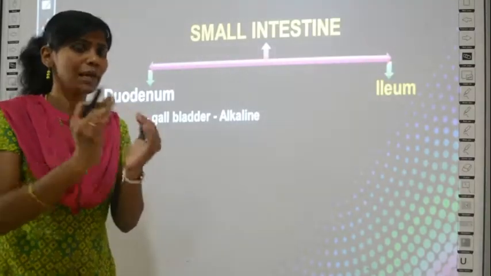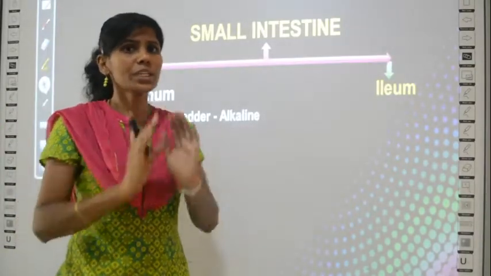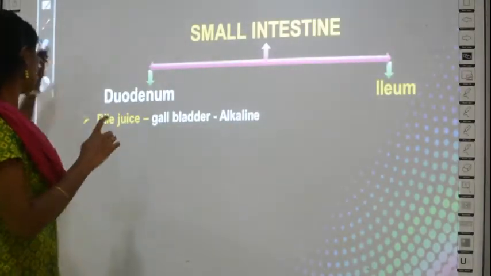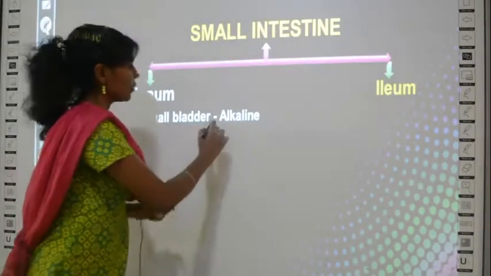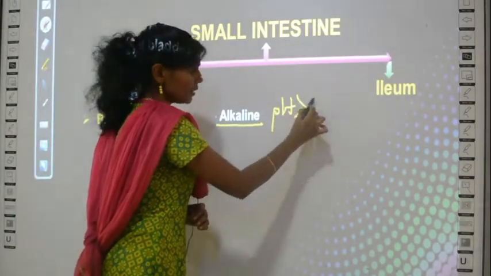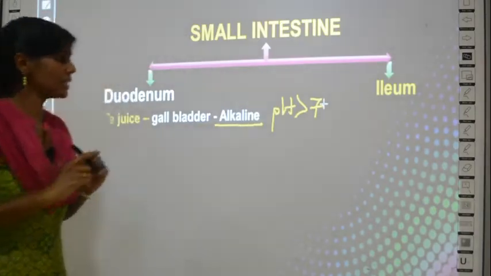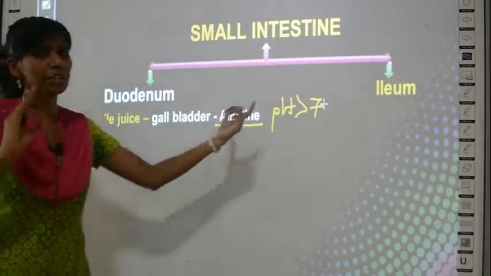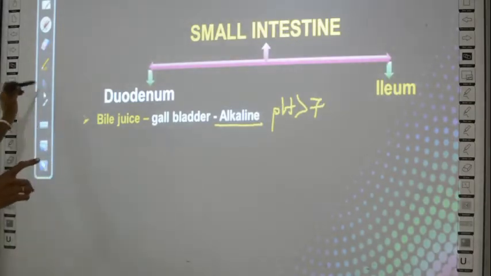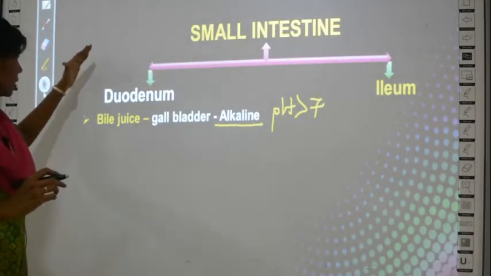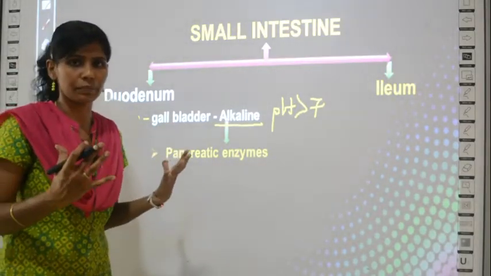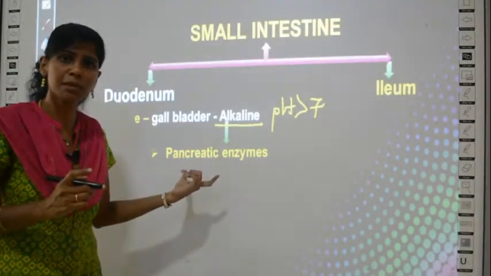Once the bile comes into the duodenum, it will make the duodenum alkaline in nature. What is alkaline? Alkaline means pH greater than 7. You will learn about this in chemistry. Just remember, alkaline means pH is greater than 7. So whenever there is alkaline nature, an enzyme called pancreatic enzyme will be active. What is the condition for pancreatic enzyme to be active?